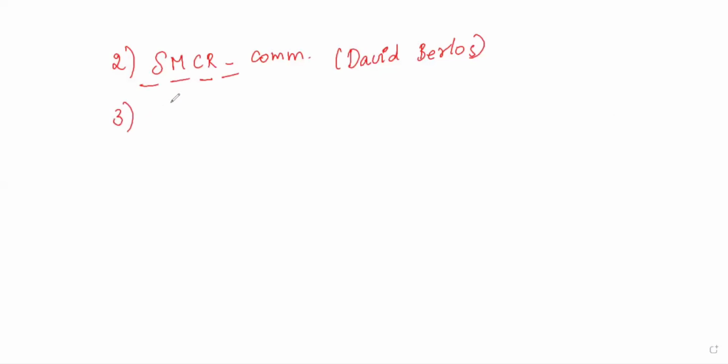Moving on to the second question, the SMCR model they have asked in communication. Very simple: sender, message, channel and receiver. This is the full form. It's David Berlo's SMCR model of communication.